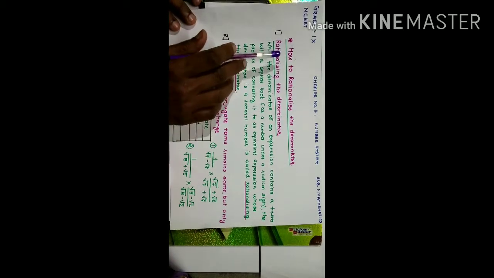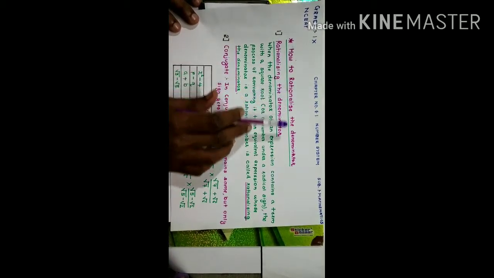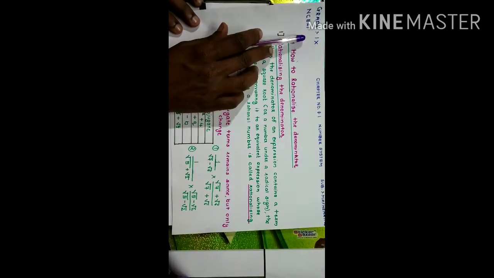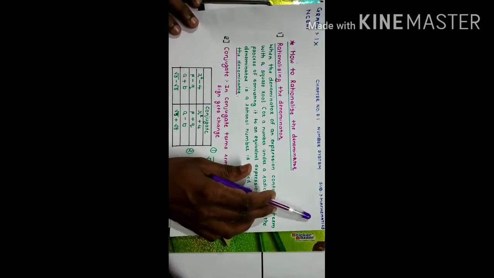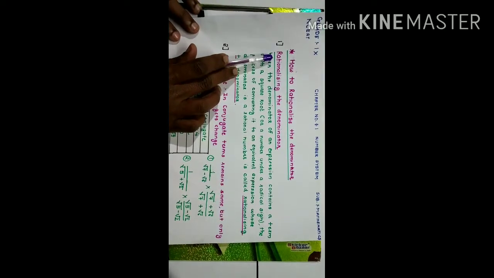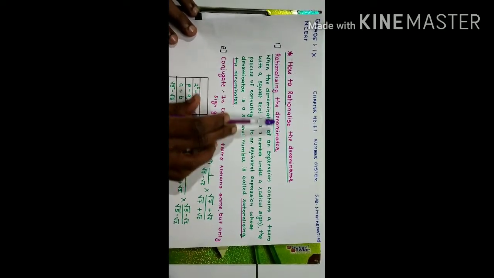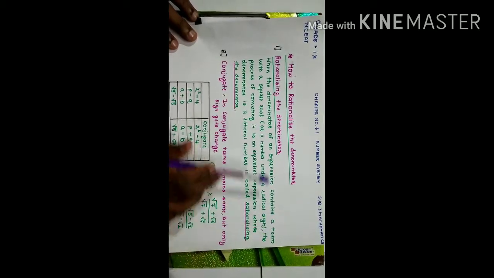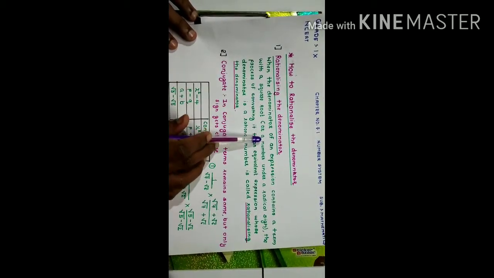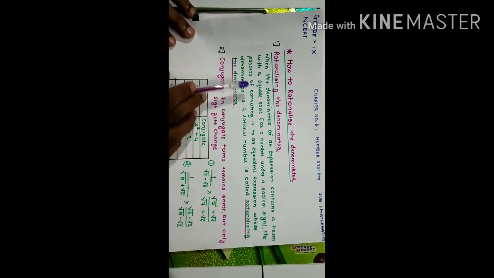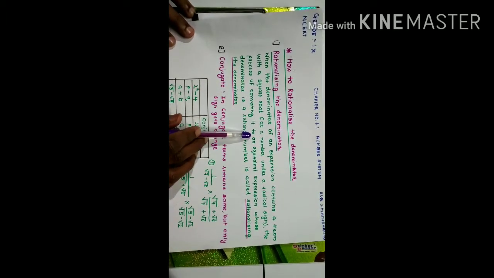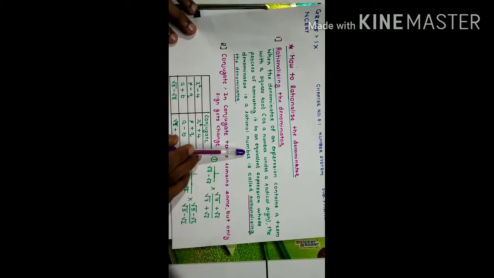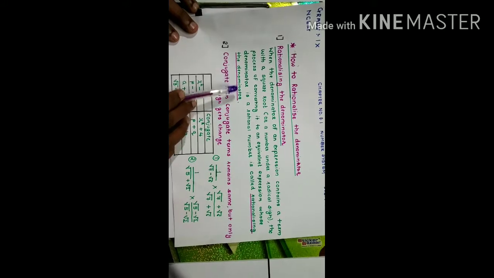In this video, we shall learn how to rationalize the denominator in chapter number 1, Number System, standard 9, subject mathematics. What is the meaning of rationalizing the denominator? When the denominator of an expression contains a term with a square root or a number under a radical sign, the process of converting it to an equivalent expression whose denominator is a rational number is called rationalizing the denominator.